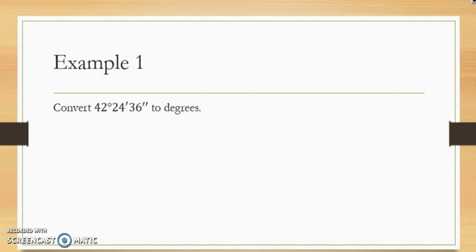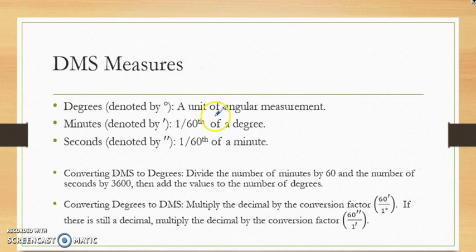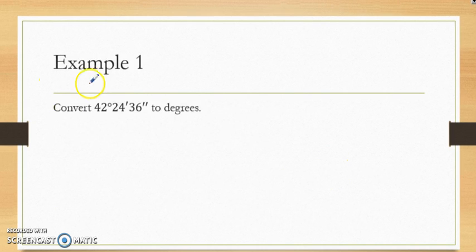So here's our first example. We're going to take this angle measurement and change it into a decimal of degrees instead of using the minutes and the seconds. So the first piece we want to focus on is the minutes piece. And if you look back at the rules, for converting into degrees, divide the number of minutes you have by 60. So I'm going to take that number 24, divide by 60, and that gives me 0.4.